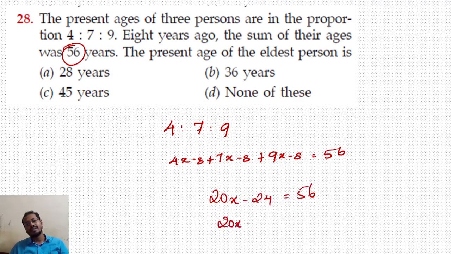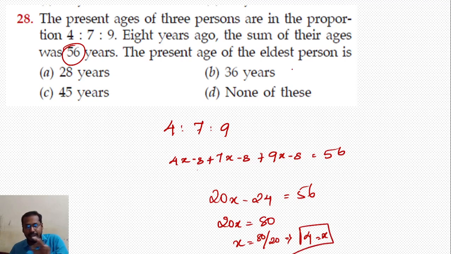So 20x is equal to 56 plus 24, which is 80. So x is equal to 80 over 20, that is equal to 4. Okay, so x is equal to 4. That's what I found here.